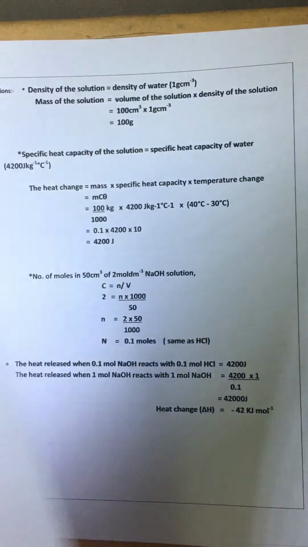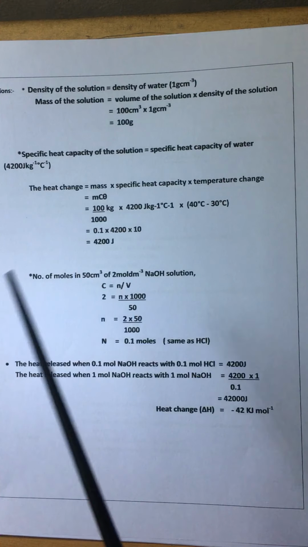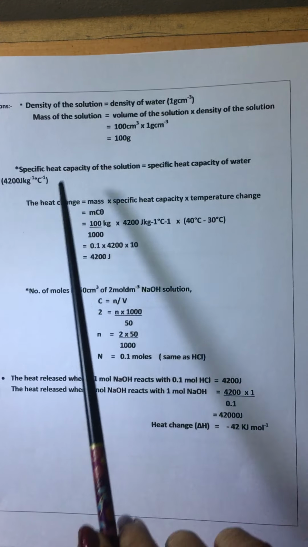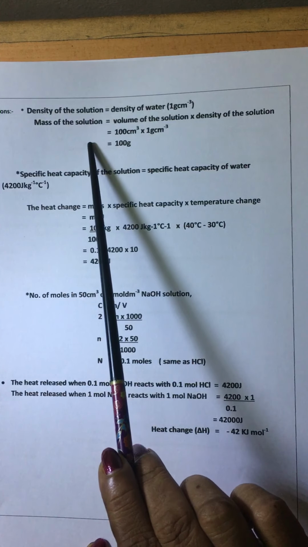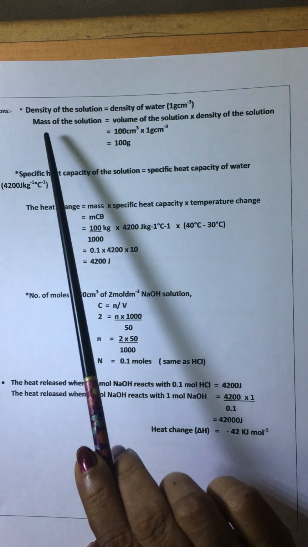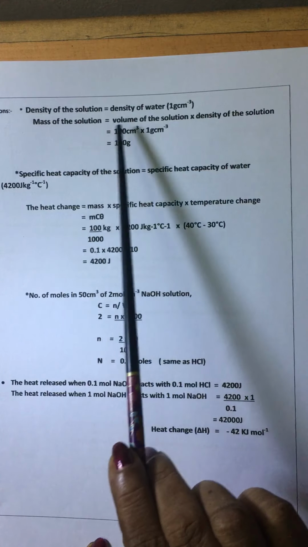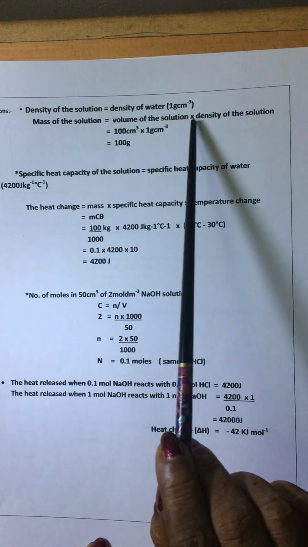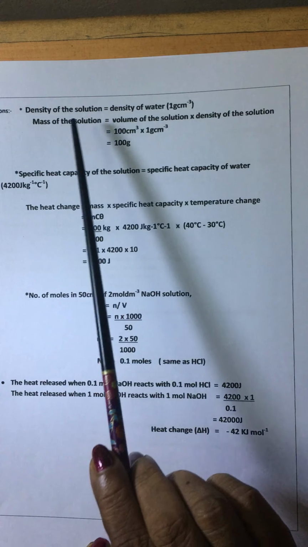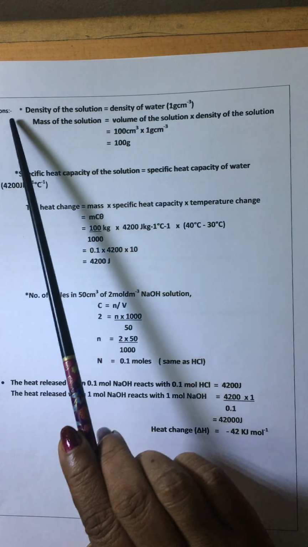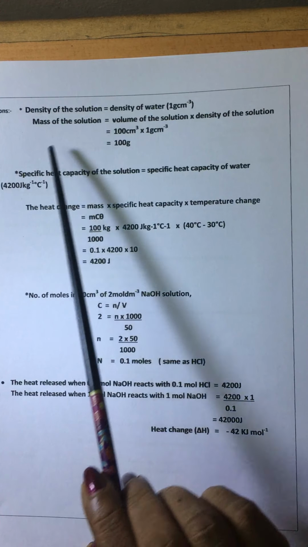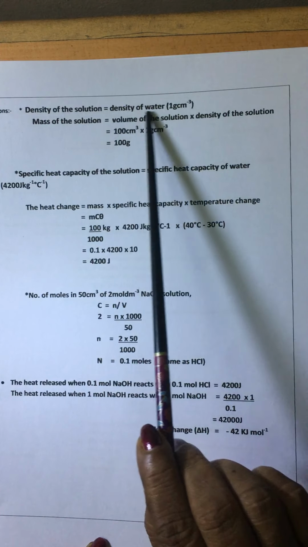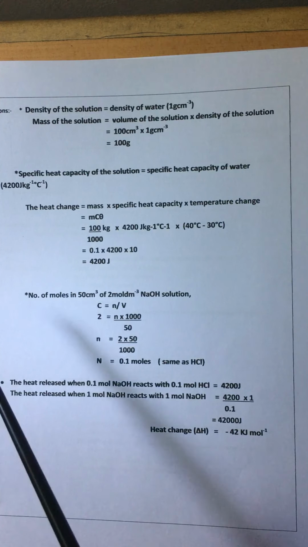Right. Next we have to calculate. First we are going to calculate the mass of the solution. What is the equation for mass? Volume into density. You know the density of the solution, the sodium chloride solution; we are taking it as equal to the density of water. This is actually an assumption.